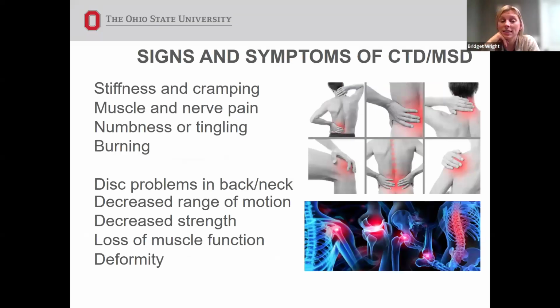So signs and symptoms. Signs are things that you, or the patient, can see, and symptoms are things that you can feel. So stiffness and cramping, or muscle or nerve pain, numbness, tingling, or worst case scenario, burning sensations. As you can probably imagine, disc problems, neck problems, and loss of muscle function, and worst case scenario, besides the burning sensation, would be deformity.